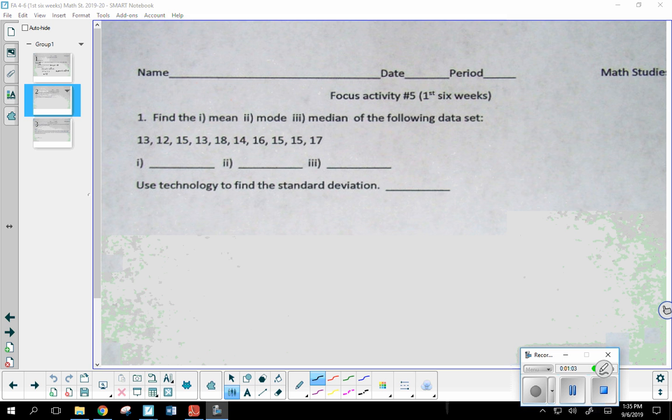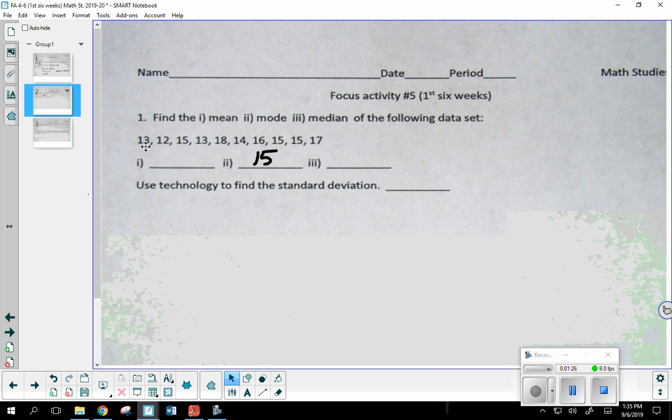Now, probably what's the one we don't need to worry about by hand? Or by technology, I should say. What's the one that we can easily do by hand with no work? Okay, so which number shows up the most? I'd say 15. So the mode, we can just go ahead and say 15. Boom.